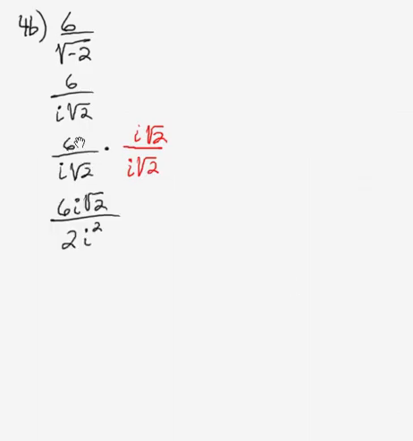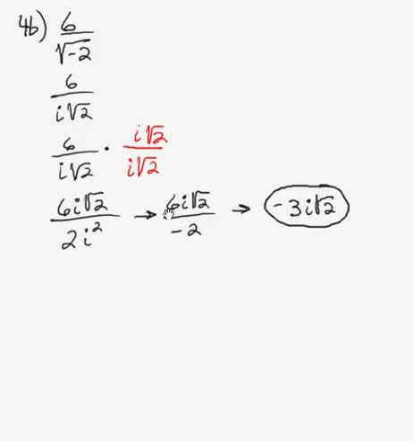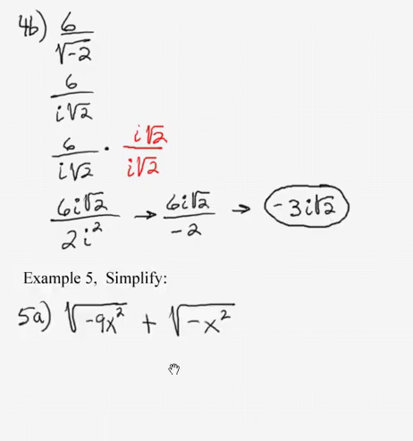In the numerator, that gives us 6i square root of 2. In the denominator, the square root of 2 times the square root of 2 is 2. i times i is i squared. Again, i squared is negative 1. Negative 1 times 2 is negative 2. And we can simplify here and reduce factors. 6 divided by negative 2 is negative 3 times i times the square root of 2. And that's our answer in simplest form.